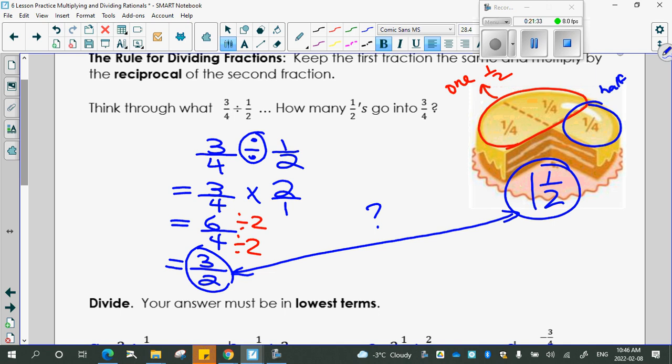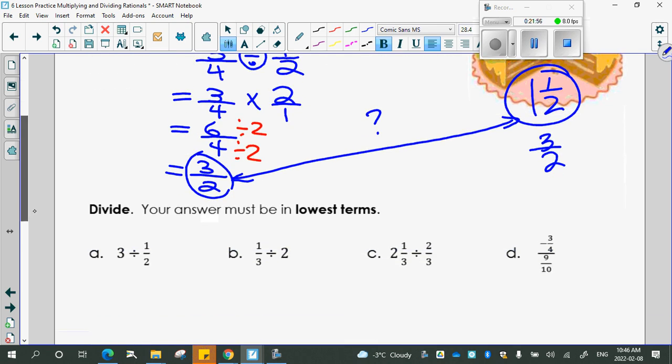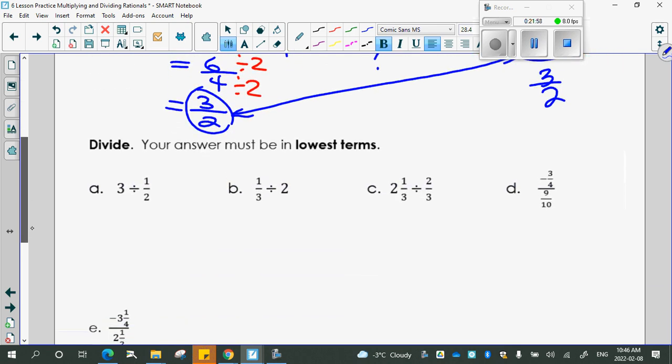Yeah. If you change 1.5 to an improper fraction, it's 2 times 1 plus 1, 3/2. Okay, so we got the same answer. So this is going to be our rule. Multiply by the reciprocal. First fraction stays the same, multiply by the reciprocal. Okay? All right, so here's our dividing together here.